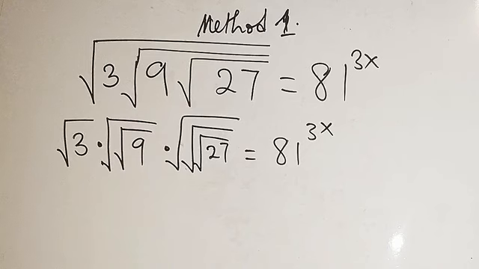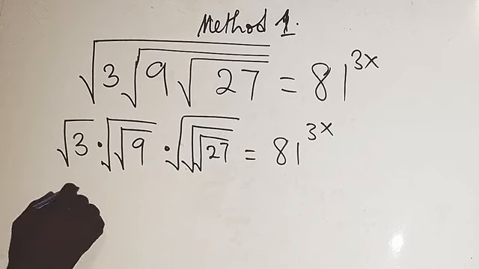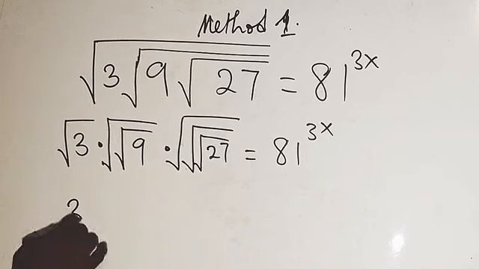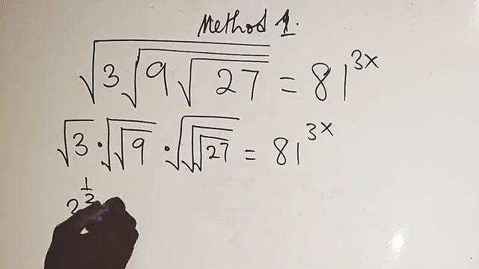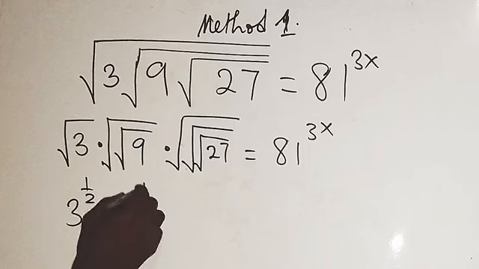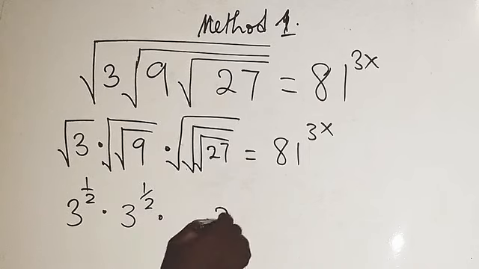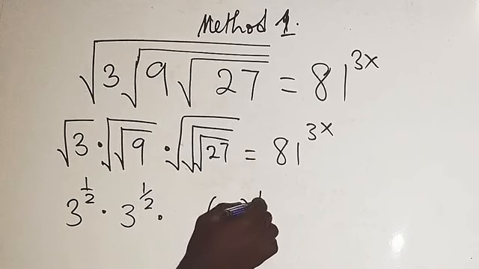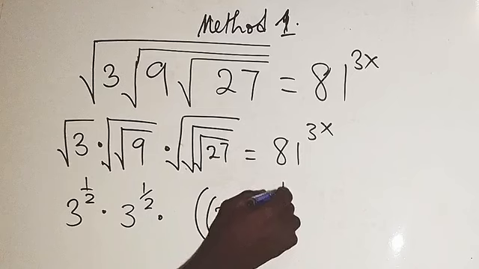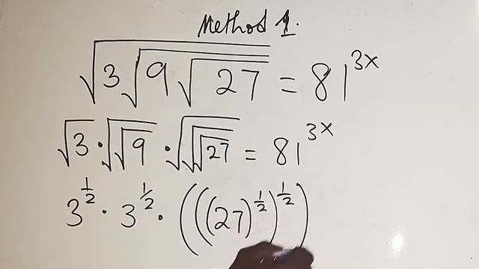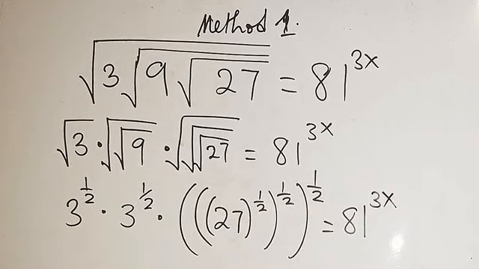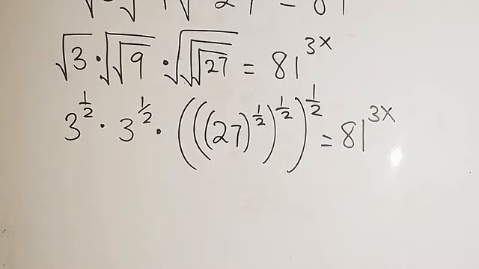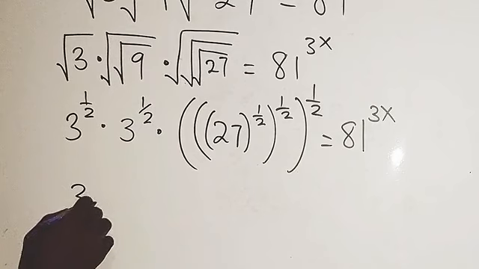So from there, the next thing we're going to do is we have this to be root 3, right? 3 to the power of half, multiply by, here the square root of 9 is 3, we have 3, and we have this 1 over 2, then multiply by 27, the square root 1 over 2, we have another one 1 over 2, then we have another one 1 over 2, which equals 81 3x. Are you following?